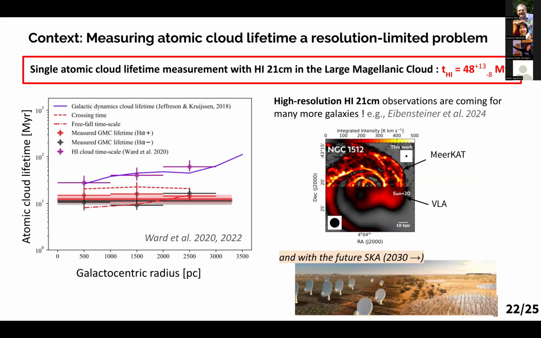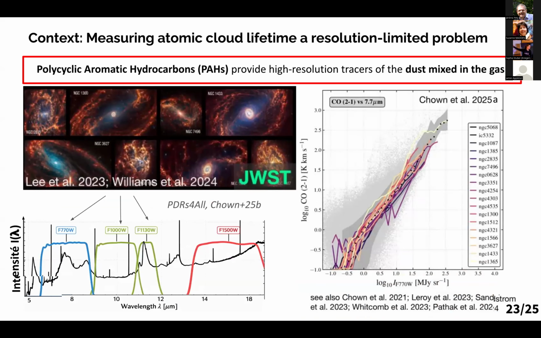And of course, there are also possibilities for future measurements. There's already part of the sample that has been covered by Cosima Eibensteiner at higher resolution with MeerKAT. And with the SKA, there's the hope that for many more galaxies, we could also add this little piece of information on the atomic timescale. But meanwhile, our best try to constrain the timescale of the neutral gas is actually to use the polycyclic aromatic hydrocarbons as a proxy of the high resolution ISM and of the dust that is mixed in the gas.